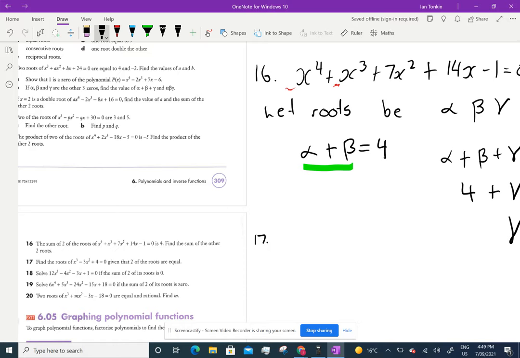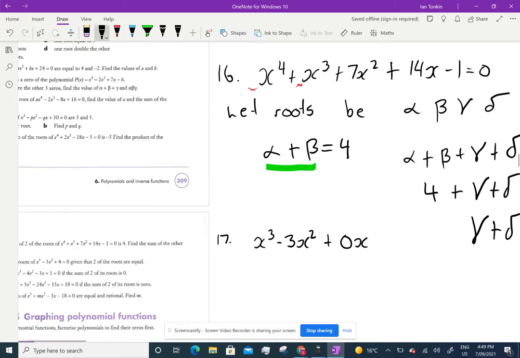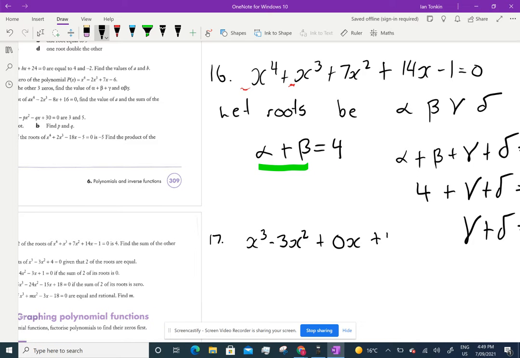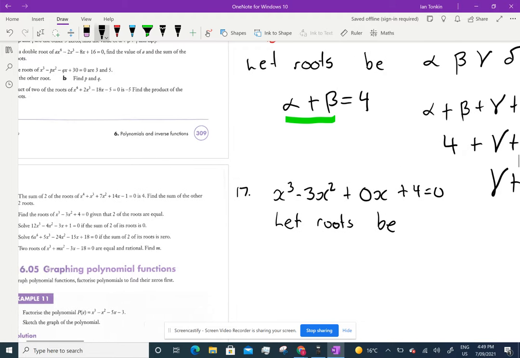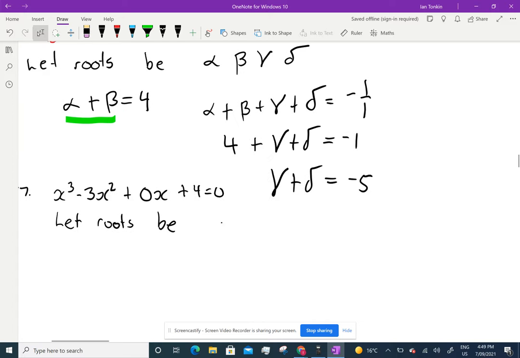Question 17. Find the roots. Well, x cubed minus 3x squared plus 0x plus 4 equals 0. Now, let the roots be. Well, they say that two of the roots are equal. So I'm going to let the roots be alpha, alpha, and beta.